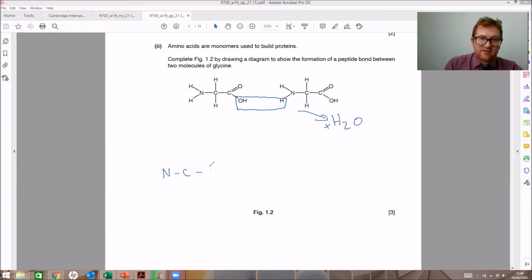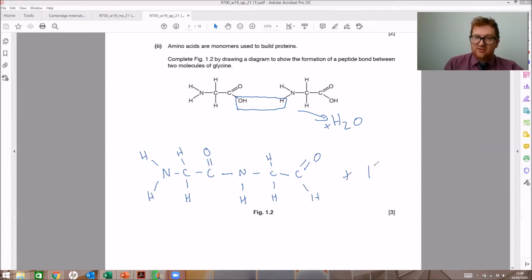Okay, so you have here, let's just finish drawing our molecule. Okay, and you'll have a bond between the carbon and the nitrogen, and then you draw the rest of the molecule. Okay, and also, you can put plus H2O here as well, just to highlight the fact that it is a product, and just correctly identify that this area here, okay, is where your peptide bond is taking place. Okay, this is your peptide bond.